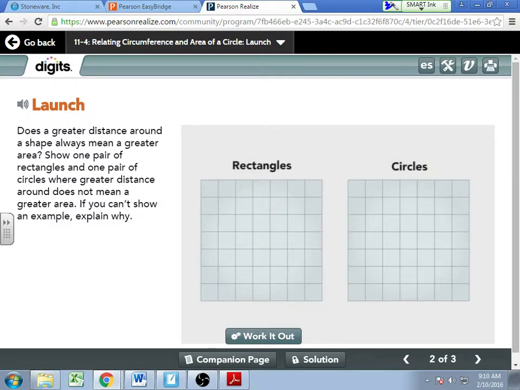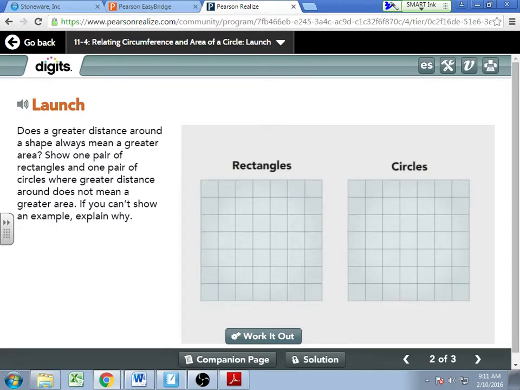All right, so does a greater distance around a shape always mean a greater area? So when we think about rectangles, can you think about different size rectangles that have the same area but different perimeters? So I want you guys to try on your paper right now. Try to draw rectangles with the same area but different perimeters. Or if you draw different rectangles, with different areas, how do their distances around or their perimeters relate?